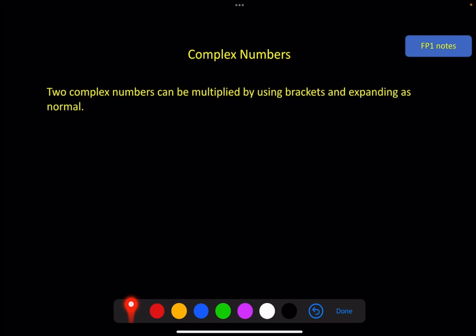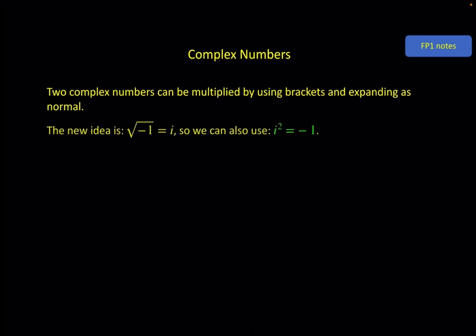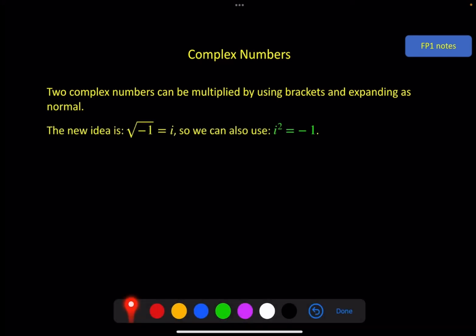To multiply two complex numbers, it's very easy. We've already done the precursor to this, which is to multiply by a real number. We just expand the brackets as normal. The idea we've been using so far is that the square root of minus 1 is i. In this case, we are going to use the reciprocal, that i squared is equal to minus 1. So this is really the only new thing.